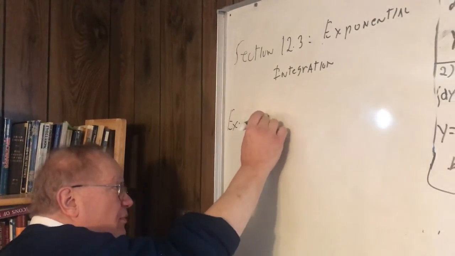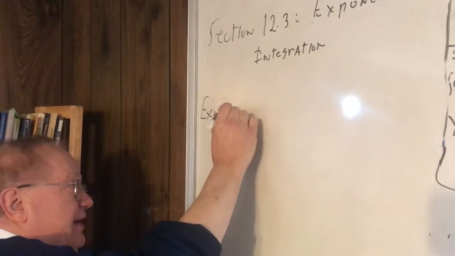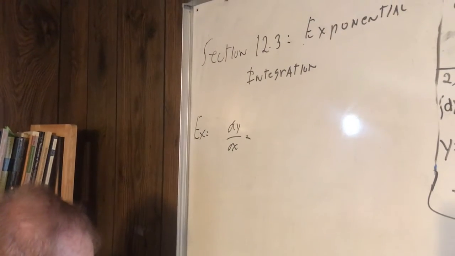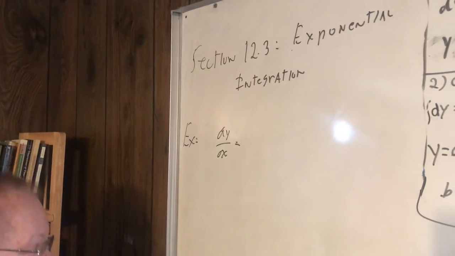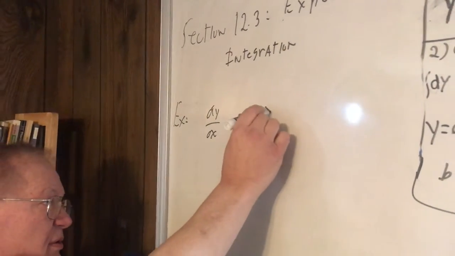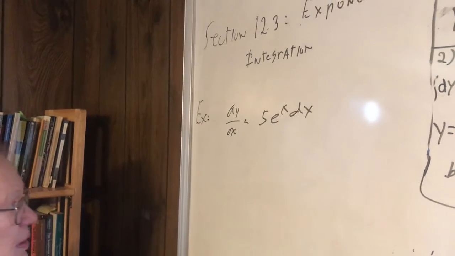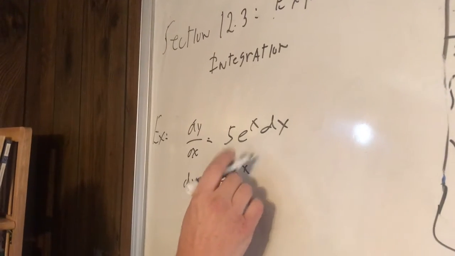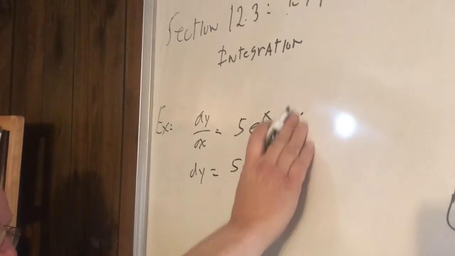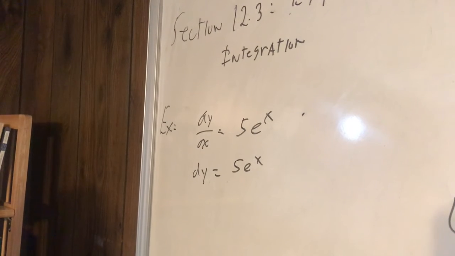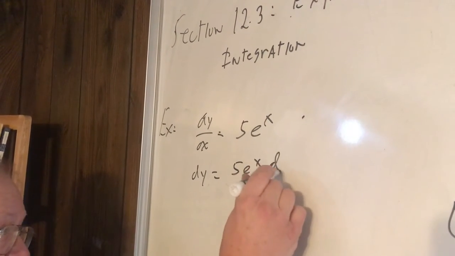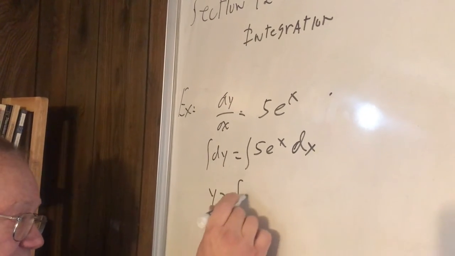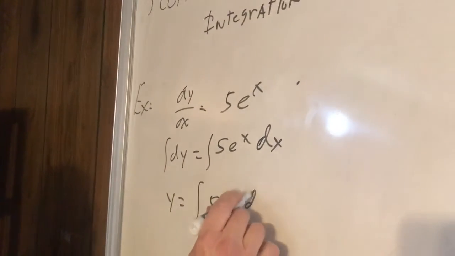Suppose we have dy/dx equals 5 e to the x. So when I multiply both sides by dx, I get dy equals 5 e to the x dx. I take the integral, and y is going to equal the integral of 5 e to the x dx.